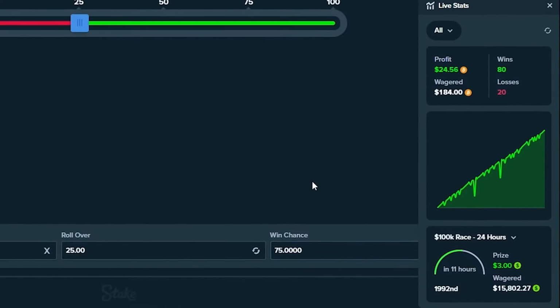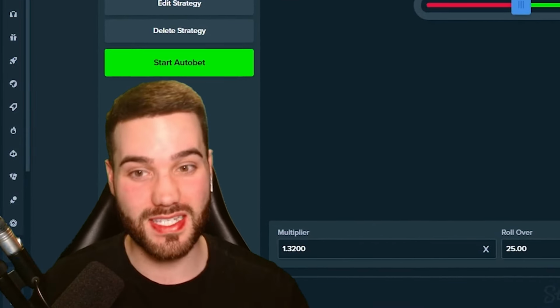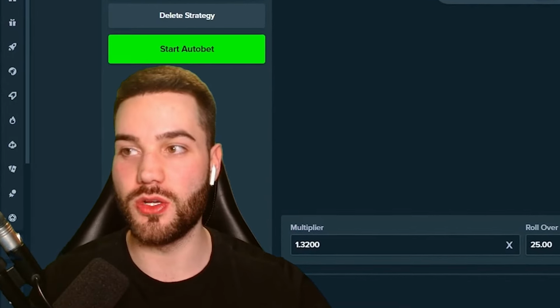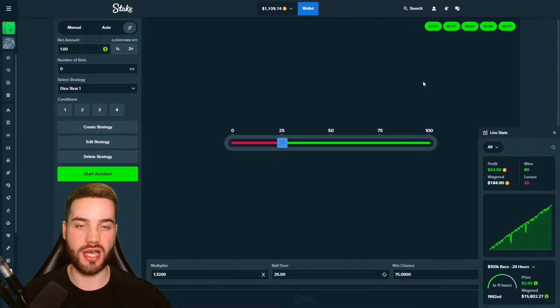But 75% win chance. The only way you would lose is if it keeps going from one end to the other consistently. I don't see that happening too much, but I'd be curious to see how this would do if we ran it for a long time. But 100 bets, $24 profit. Steady incline on the graph, clean, easy.